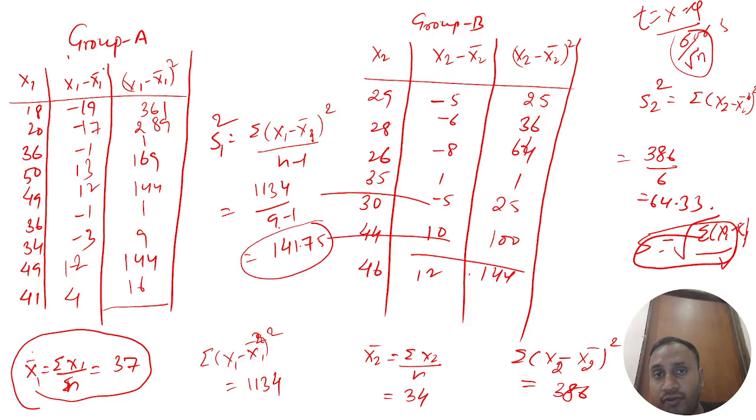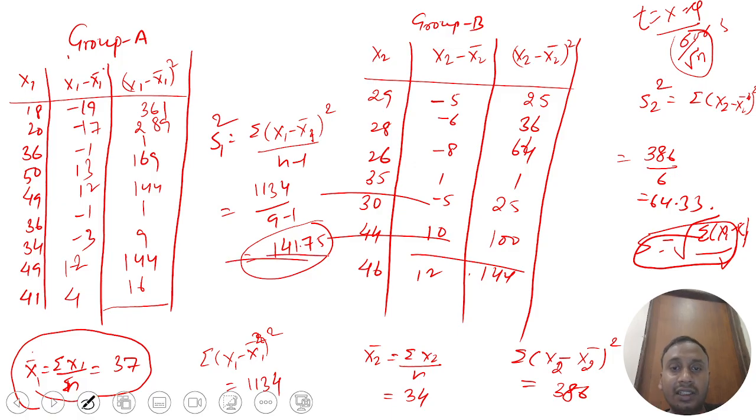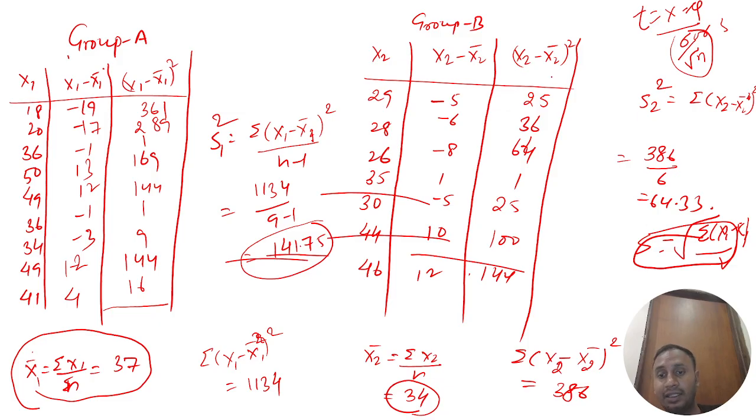Similarly, for group B we had x2: 29, 28, 26, 35, 30, 40, 46. Then we calculated x2 bar, it came 34. After that, we calculated x2 minus x2 bar squared. Then we took the summation, it came 386. Then we calculated s2 square by n2 minus 1, so 386 by 6, which is 64.33. Is it clear till here? So s1 square we got 141 and s2 square we got 64.33. Is it clear till here?